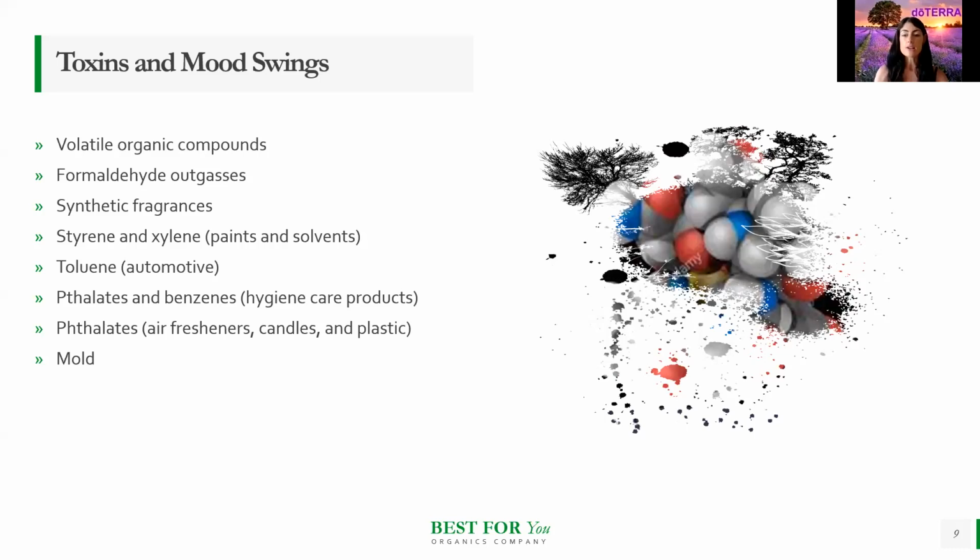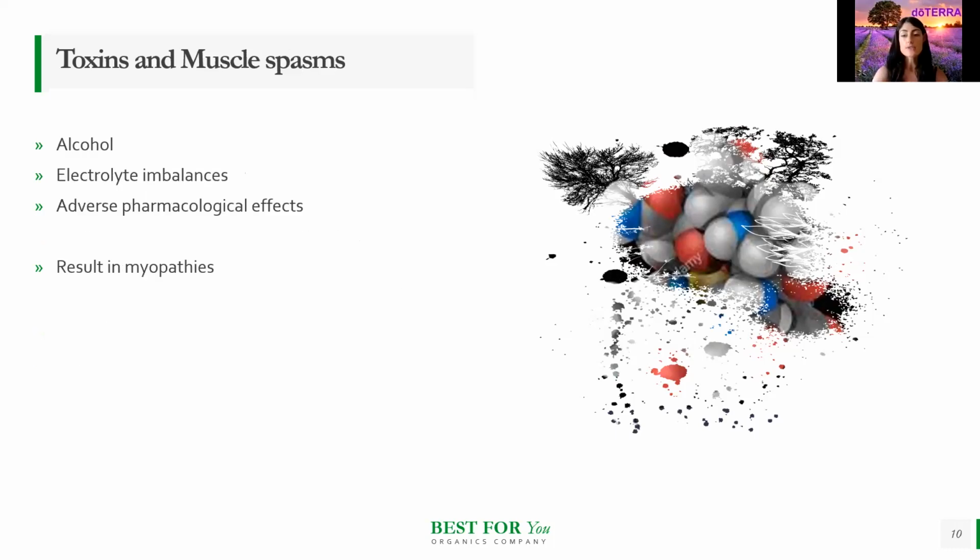So the thing about toxins is that some of them may actually affect your nervous system and your endocrine system, which causes psychological issues such as depression, anxiety, mood swings, sleep disturbances. Alcohol, illicit drug use, and pharmacological agents are also psychological and emotional determinants of mood.